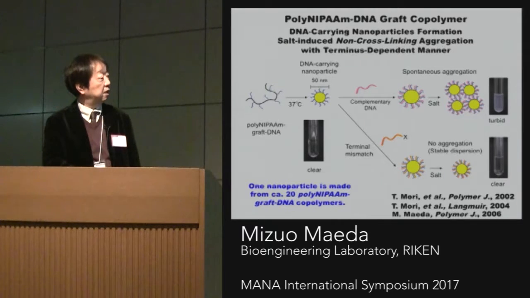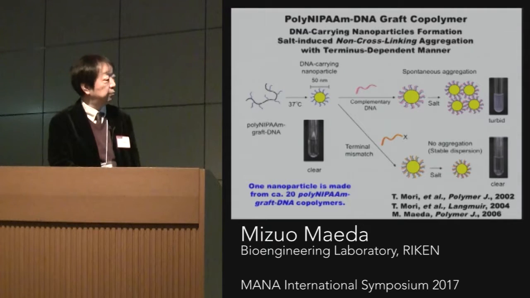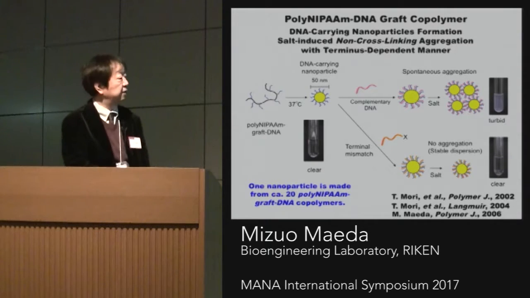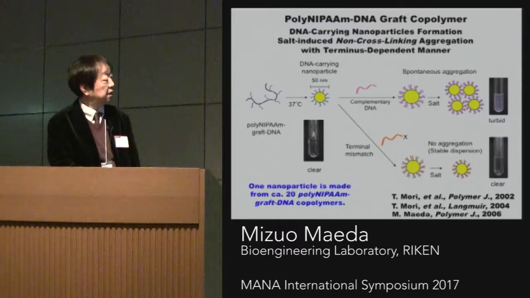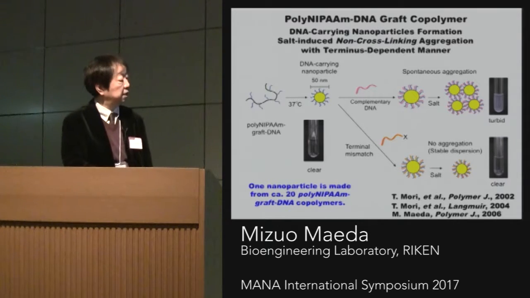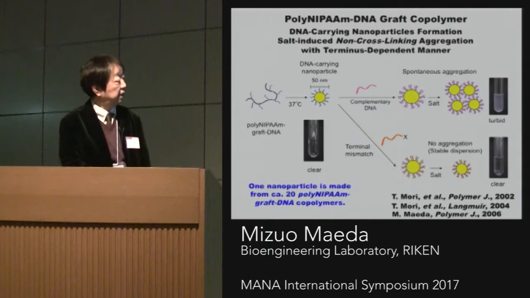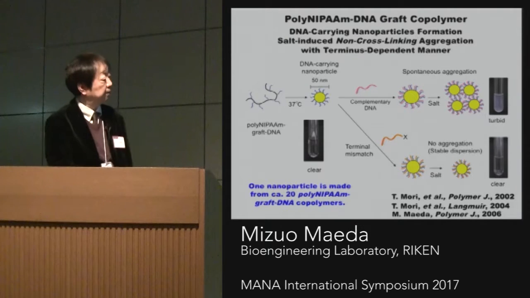In this case, this is very similar to the work by Dr. Osada, who talked just before, but in our case, the core is made of hydrophobic synthetic polymers, and the hair or corona is made of DNA, a natural polymer. We prepared a graft copolymer from a polyNIPAM main chain and about 10 branches of short DNA.